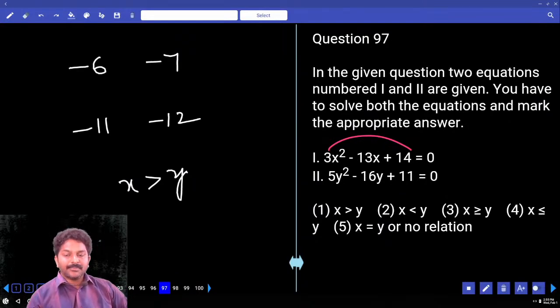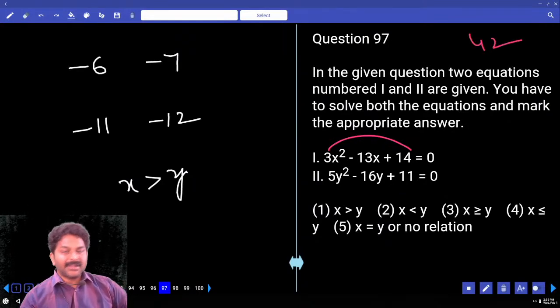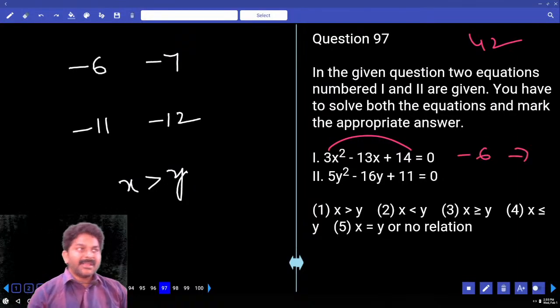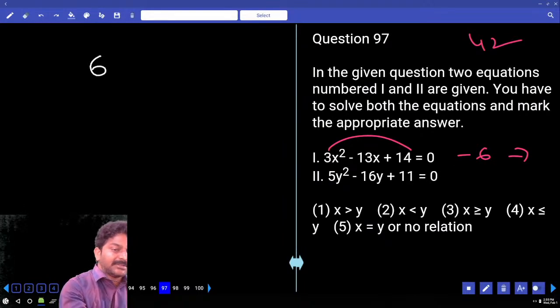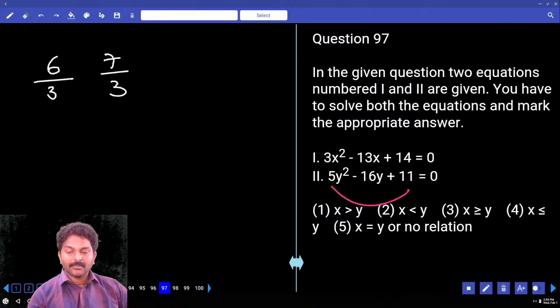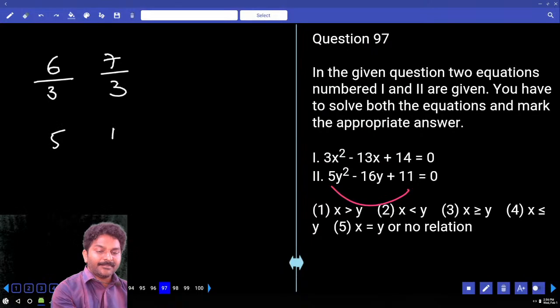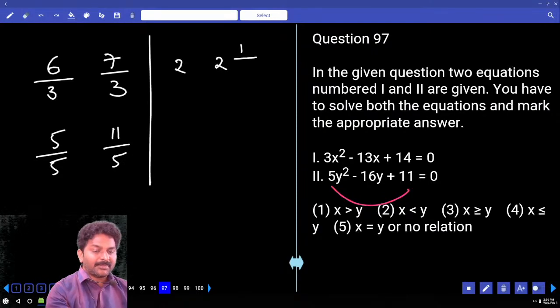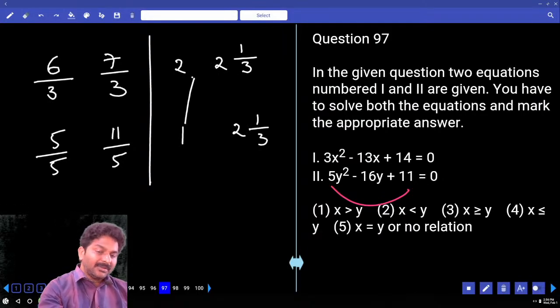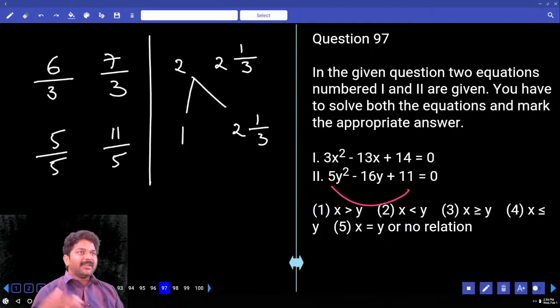Product is 42. Sum must be 13. 6 and 7. Minus 6 minus 7 is the combination. Factors are plus 6 plus 7 divided by coefficient of x square 3. 5 and 11, that itself is the combination. Factors are plus 5 plus 11 divided by coefficient of y square. This is 2, this is 2 1 by 3. This is 1, this is 2 1 by 3. 2 stands in between 1 and 2 1 by 3, right? Whenever you get that in between condition, the relation cannot be established.